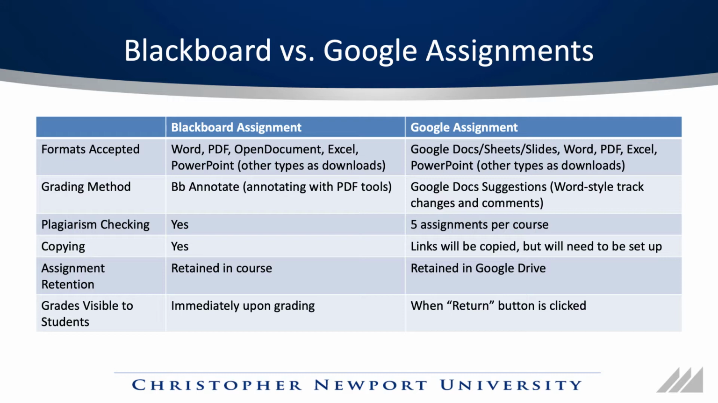Blackboard assignments are stored in the course and they're associated with that course. Google assignments are stored in a file in your Google Drive. And grades that you give students in Blackboard assignments are visible as soon as you type in the grade in Blackboard. And in Google assignments, you have to actually click a return button so that the students can see their grades. All right, let's take a look at how Google assignments work.